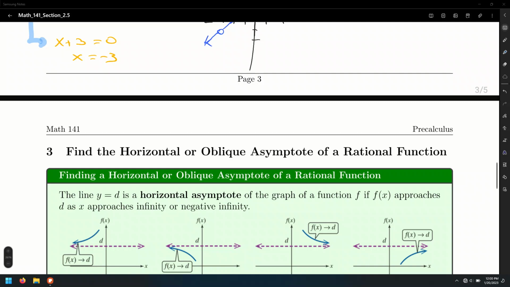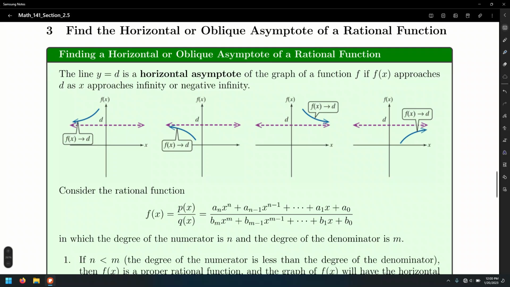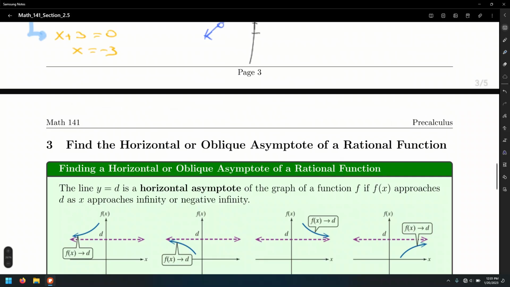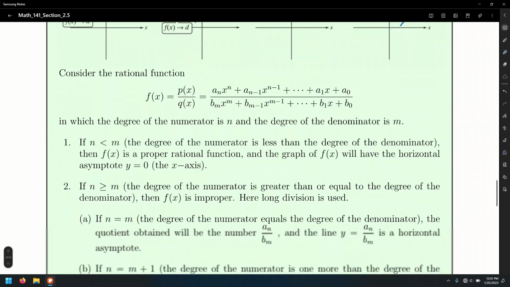Or oblique asymptote? Well, here's the general picture here. In this case, horizontal asymptotes are described in a similar way as vertical asymptotes. Dashed vertical lines. Well, in this case, it's dashed horizontal lines. And the way we described those vertical asymptotes was by equations: x equals a number, x equals 5, x equals 7. So equations that describe vertical lines.